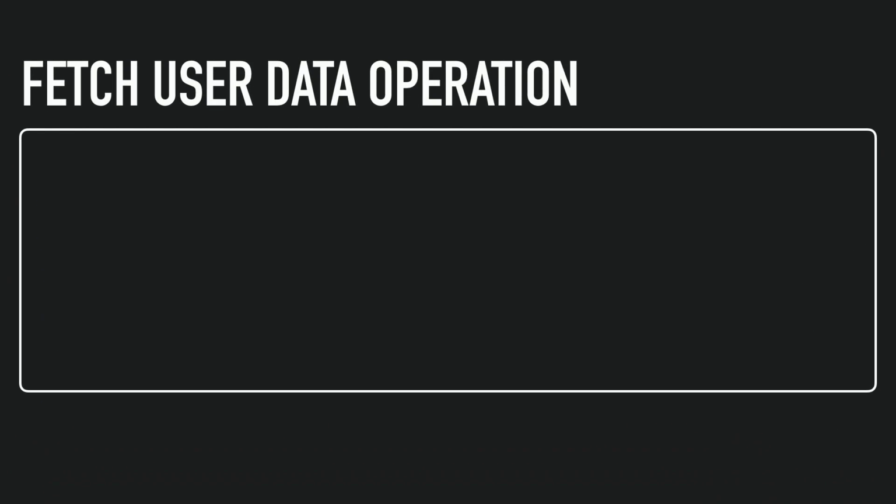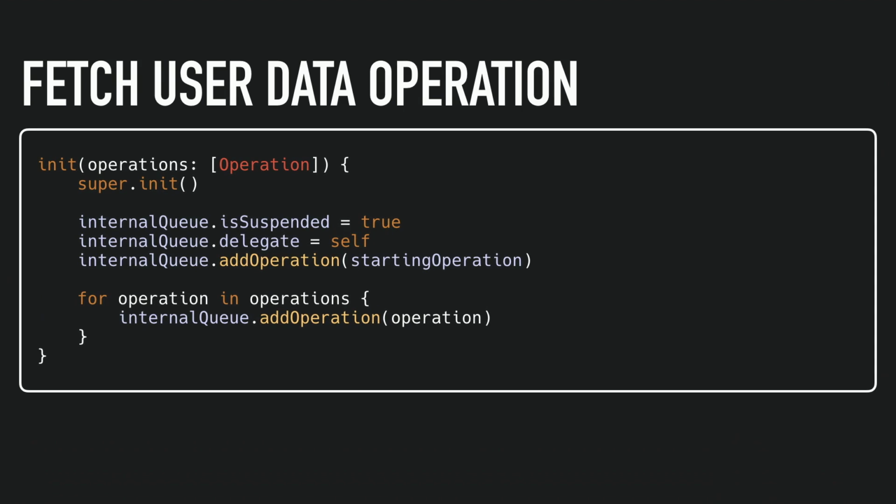Then we had this special operation, the fetch user data one, the one with several sub-operations. It uses an internal operation queue, just its own little instance that it can resume or pause whenever it pleases. And all the operations that you give to the initializer of such an operation are simply added to the queue, which works similarly to adding operations to other queues.